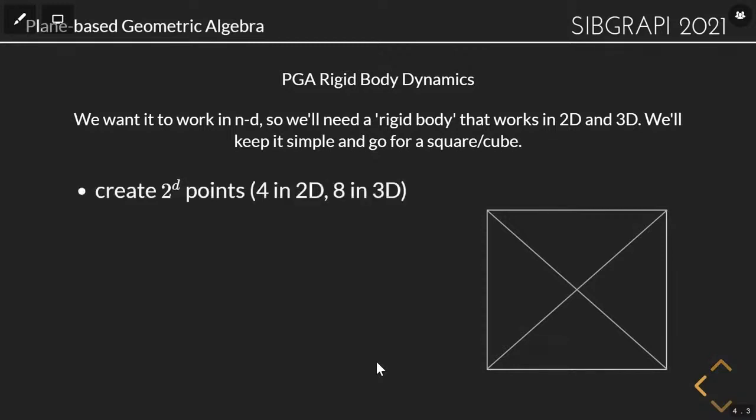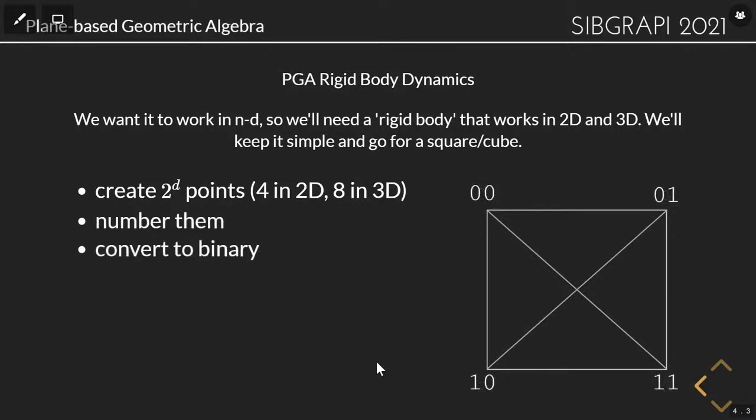Well, we're going to start by just creating the correct number of points. So that's 2 to the d, where d is the dimension that you're in. So that's 4 points for a square in 2 dimensions, 8 points for a cube in 3 dimensions, and so on. Then we'll just give them some numbers, 0, 1, 2, 3. And then we'll convert those numbers to binary. And then when you do that, you might note that you can actually just use that as coordinates. So you basically use one bit for each coordinate axis.